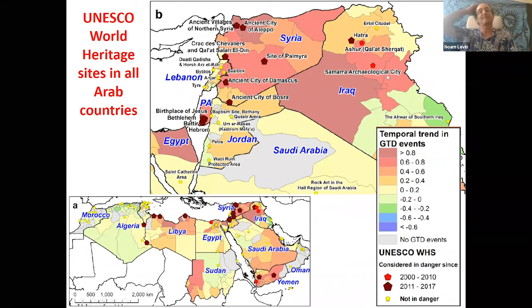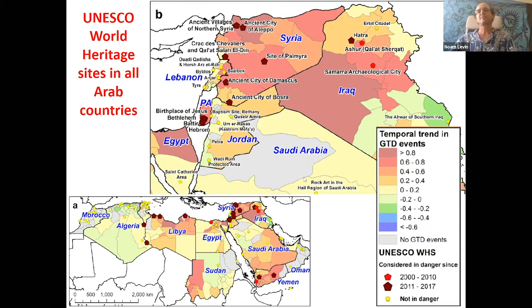Then to try to look at some correlations, some of the explanatory variables. So the countries here are colored based on the trend in terrorism events. If there was an increase in terrorism events since 2000, these are redder colors. So we can see, for example, all of Syria, most of Iraq, part of Sinai, and also Libya, of course, Yemen. So we can see countries where there's been an increase in terrorism events.